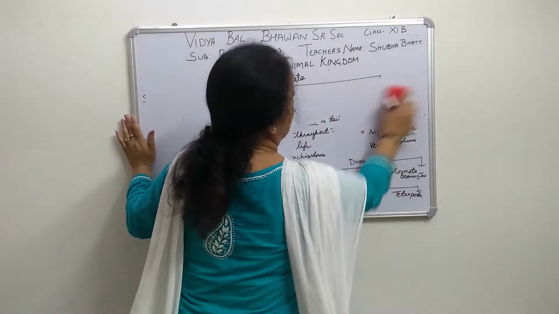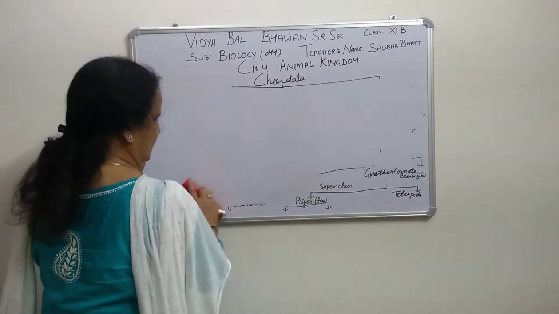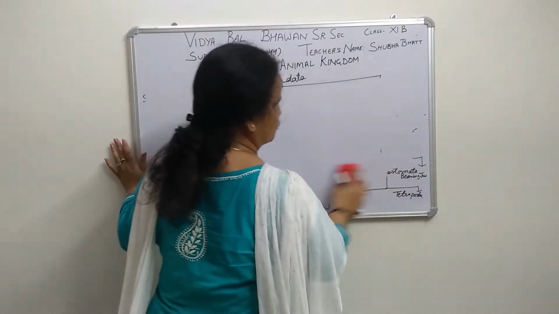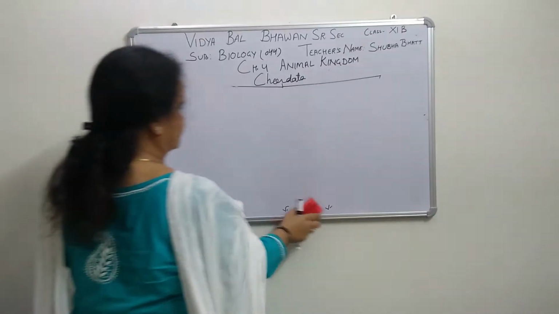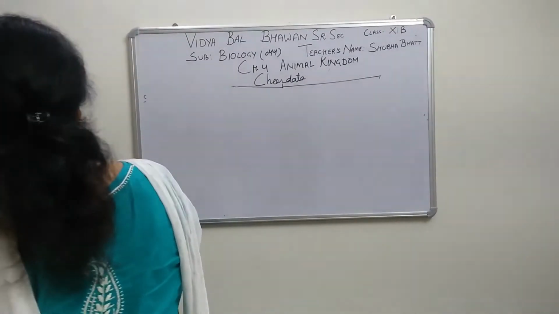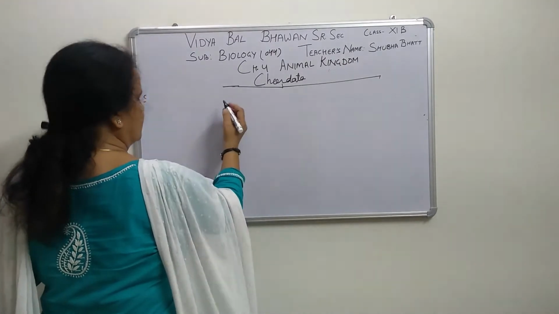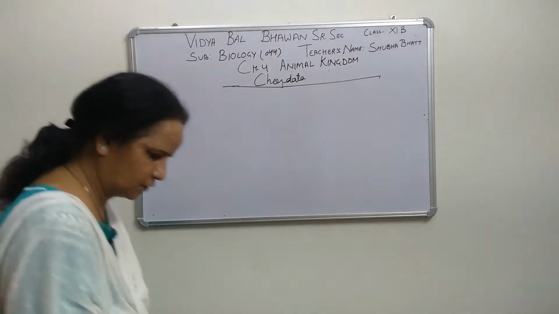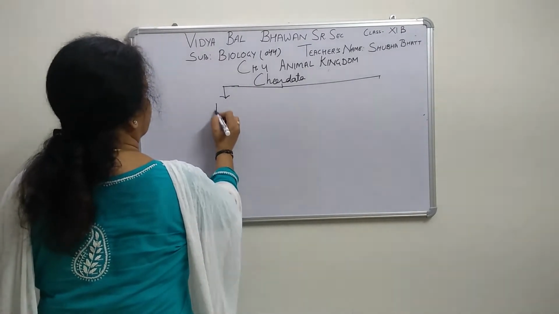Here, first of all, then Pisces, superclasses, Pisces and then Tetrapoda. These two superclasses of vertebrates. First of all, division, then Gnathostomata and Agnatha. Then here we will talk about the Pisces. It means here is the Pisces.